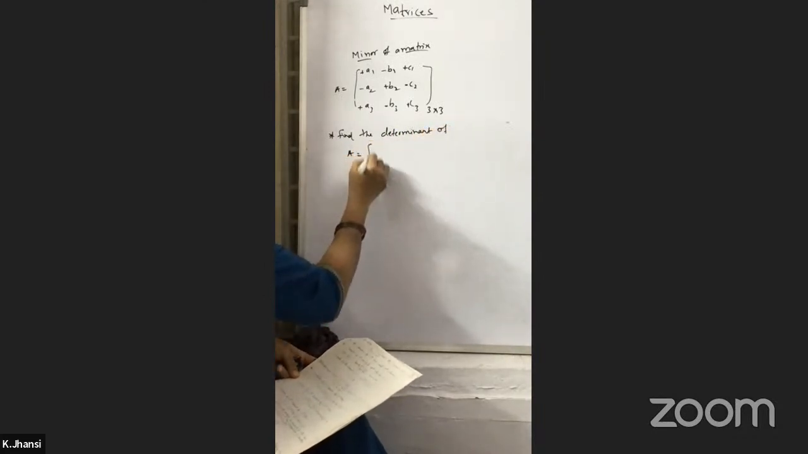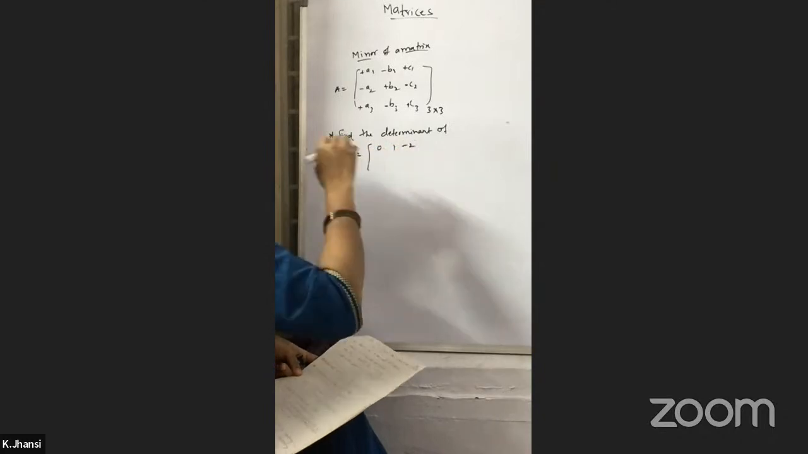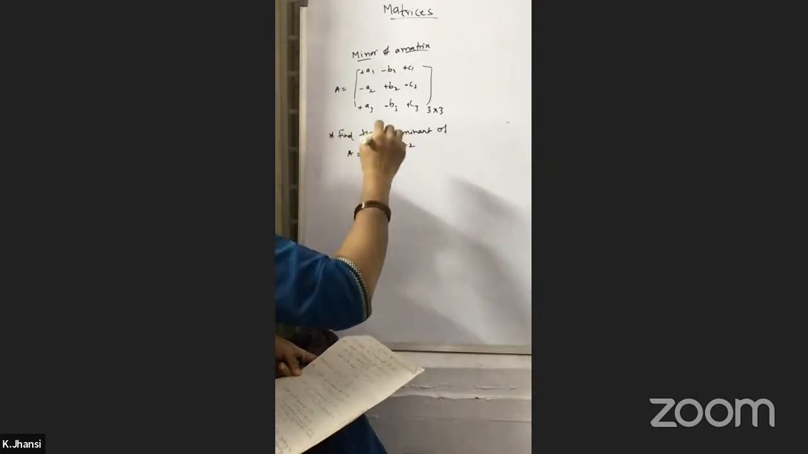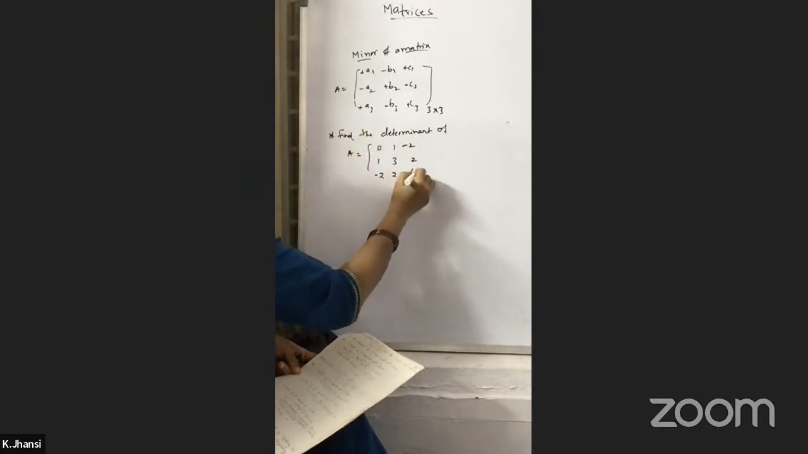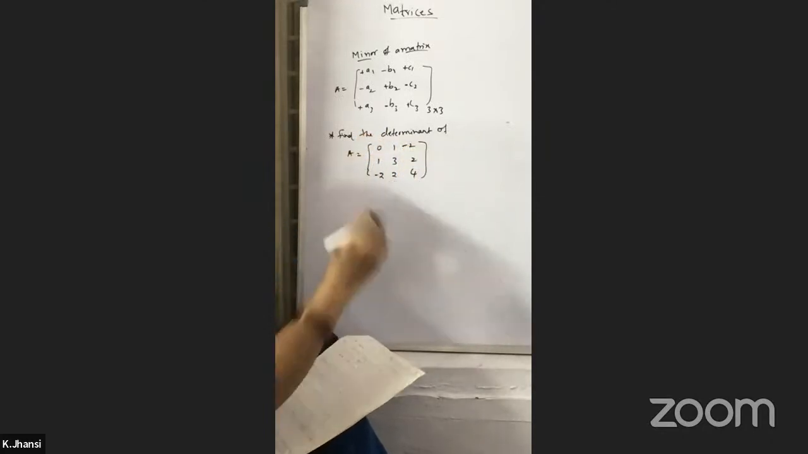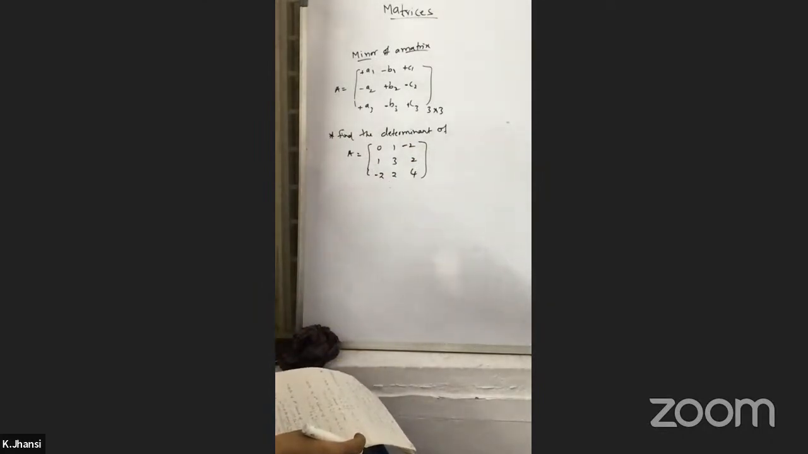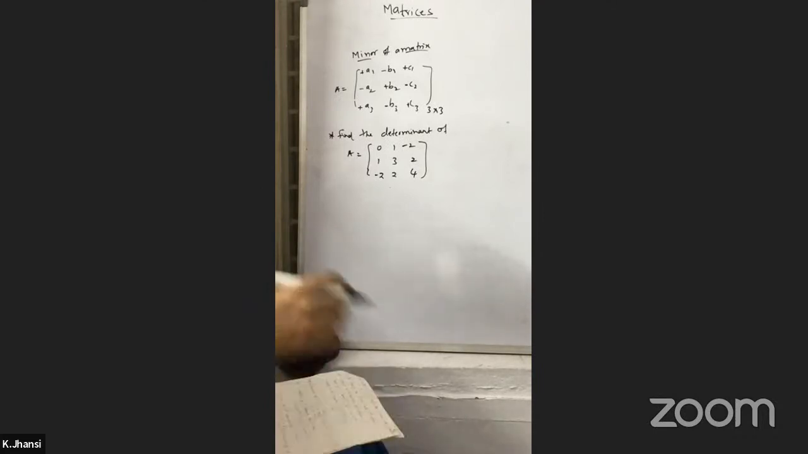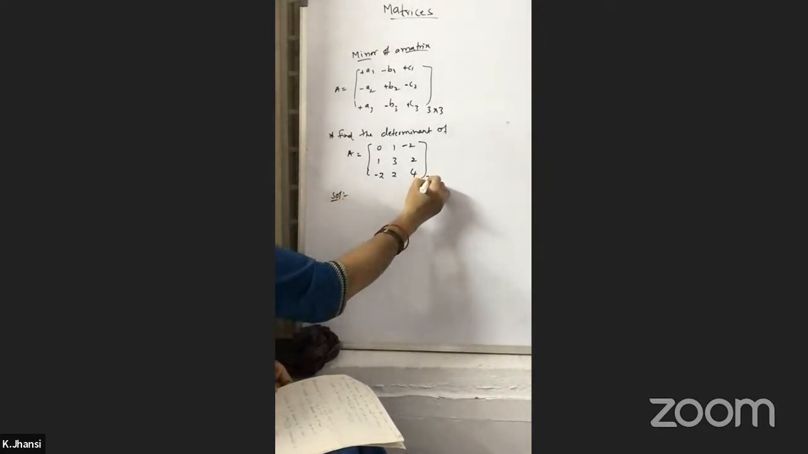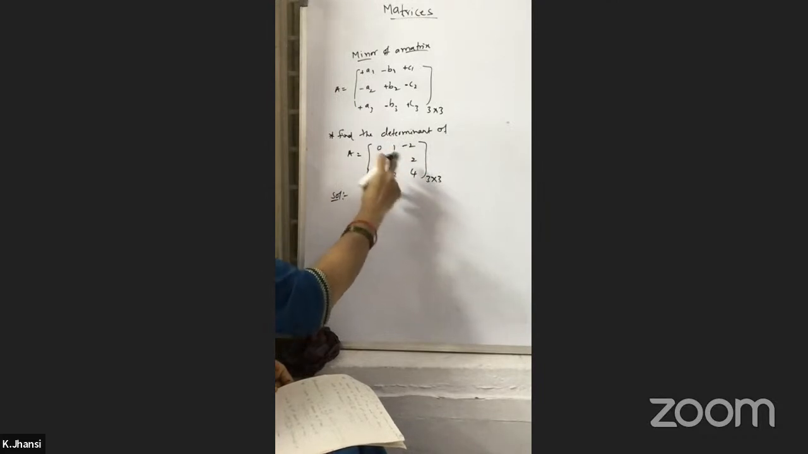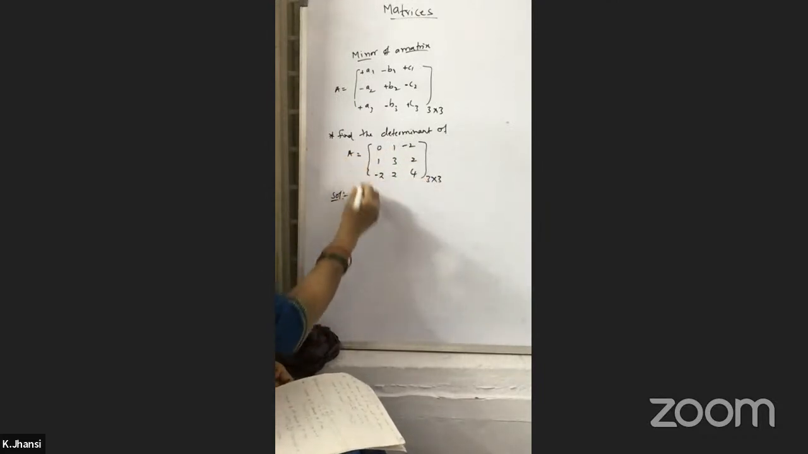So the matrix is 0, 1, minus 2; 1, 3, 2; minus 2, 2, 4. Okay, this is the given matrix. For this matrix, we have to find the determinant. This is the 3 by 3 matrix. You can write here 3 by 3: 3 rows are there, 3 columns are there. Now for finding the determinant of A.